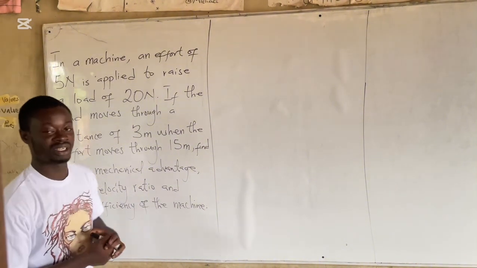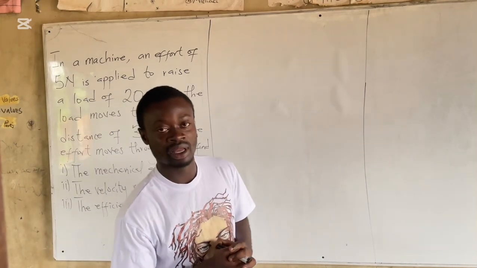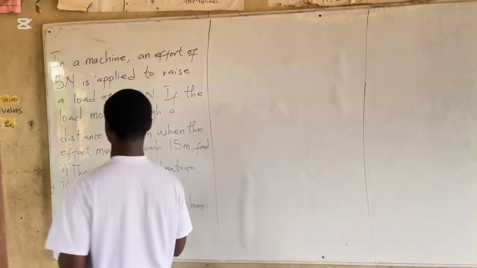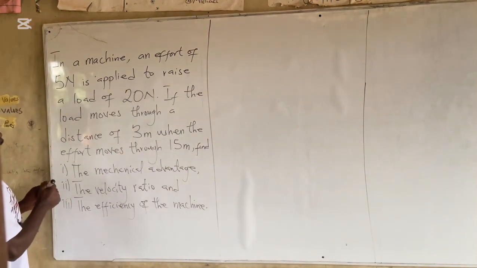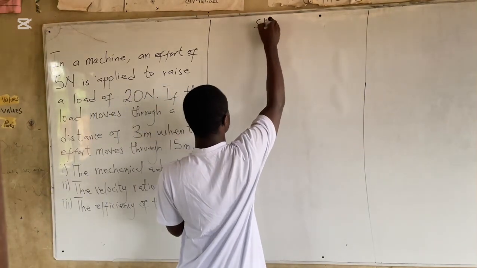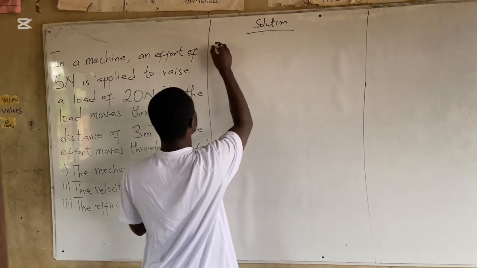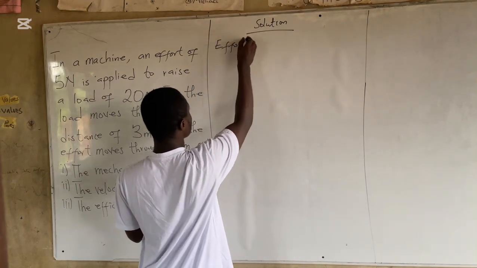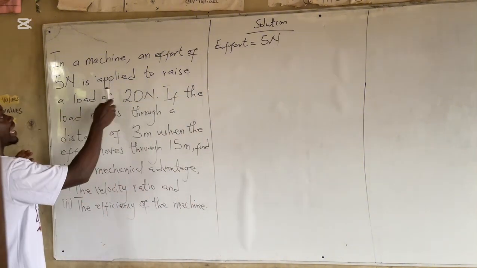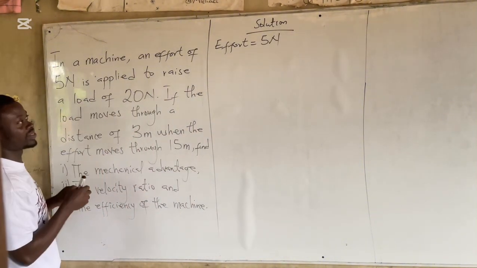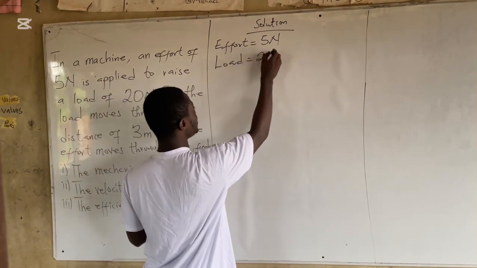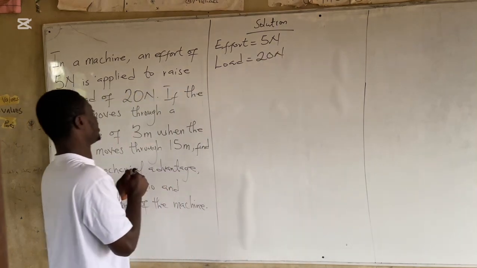Okay, so this question is coming from machines. So let's write down all the meaningful information from the question before we start to solve. So in a machine, an effort of 5 Newtons. So the effort of the machine is 5 Newtons. So solution. From the question, the effort of the machine equals 5 Newtons. It's applied to raise a load of 20 Newtons. So load from the question, load equals 20 Newtons.